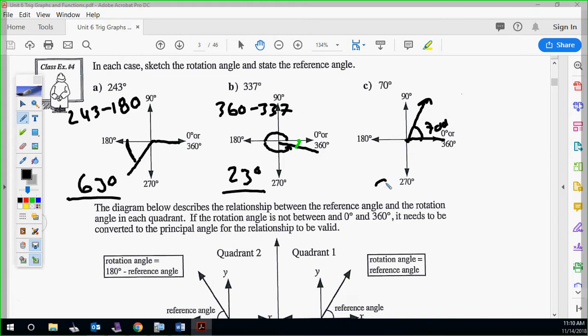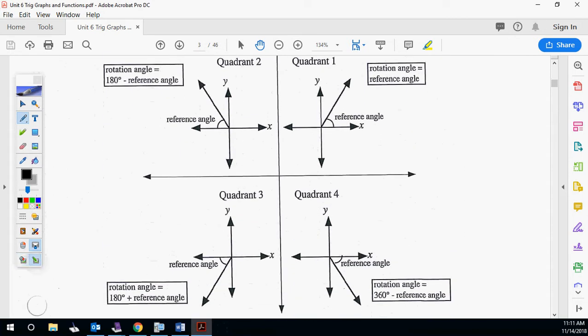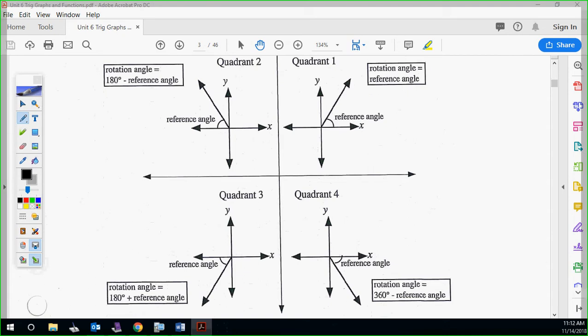And so they're going to give you the proof here of how to find it in each spot. I think you guys kind of get it, but we'll go over it real quick. In quadrant 1, it's just equal. Your rotation equals your reference. The 70 equals 70. In quadrant 2, you have to go 180 minus that angle. So you'd go 180 minus the rotation.